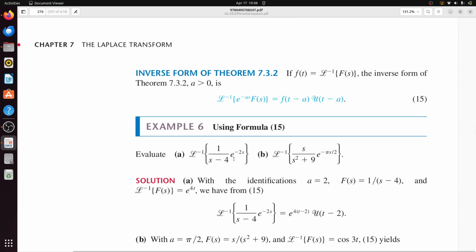So the inverse Laplace transformation will be u of t minus 2, into e to the power 4t. Sorry, 4 into t minus 2.